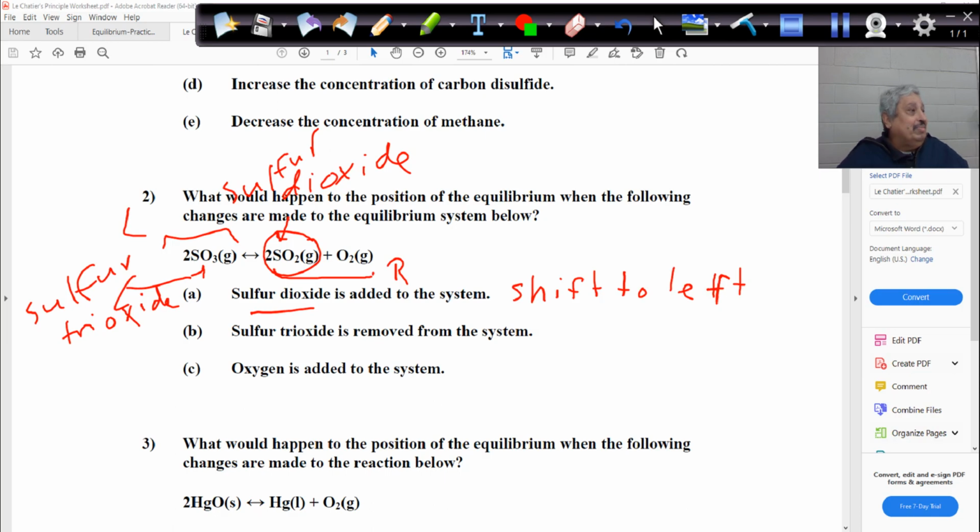Just make sure that you understand the concept. Sulfur trioxide, that's the reactant, and I'm removing it. Not adding now, I'm removing it. Which arm will be heavier, which arm will be lighter on the balance? The right will be heavier because the left one is losing, correct? So the shift will be which way? To the left.